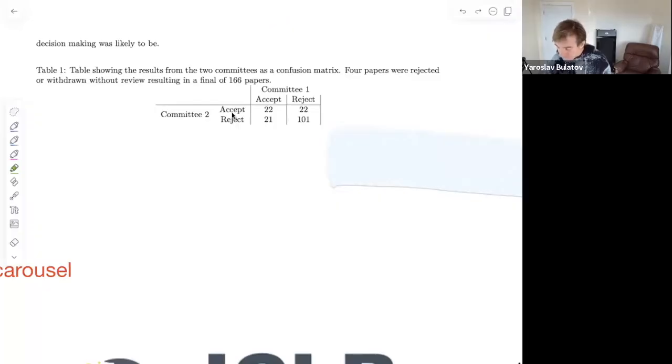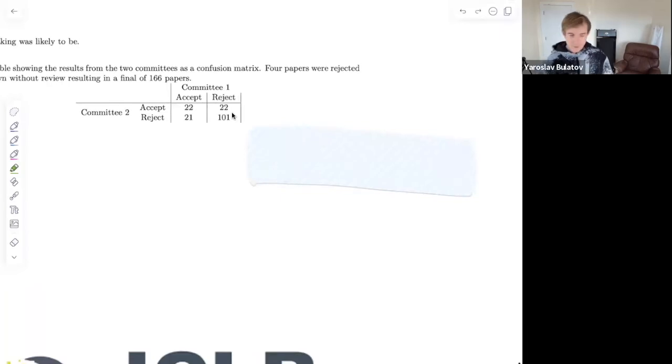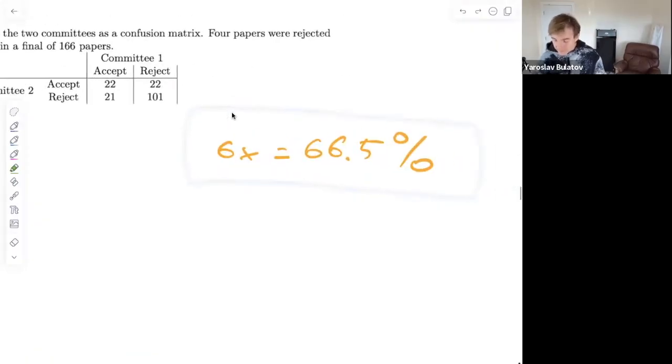And also, consider whether the paper is good or bad. If you have a good paper, you have a 50% chance of being accepted. If you have a bad paper, it has a 1 in 6 chance of being accepted by the other committee. So if you repeat this process 6 times, you get a 66% chance of being accepted.